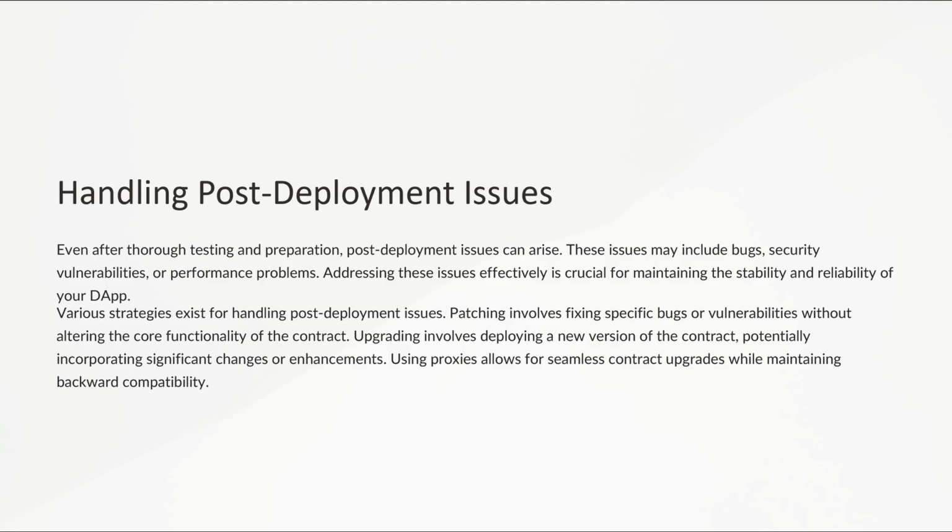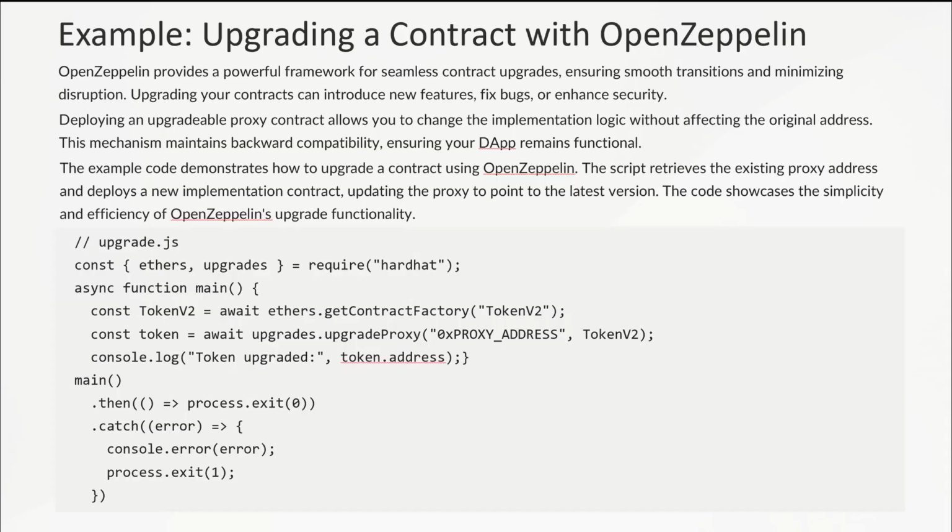Handling post-deployment issues such as bugs or vulnerabilities is also essential. OpenZeppelin offers a framework for upgrading contracts without disrupting your dApp's functionality. For example, updating contracts. Using OpenZeppelin's proxy pattern, you can deploy new contract versions while keeping the original address. This ensures backward compatibility and smooth upgrades, as shown in the example where a new implementation contract is deployed and the proxy is updated.